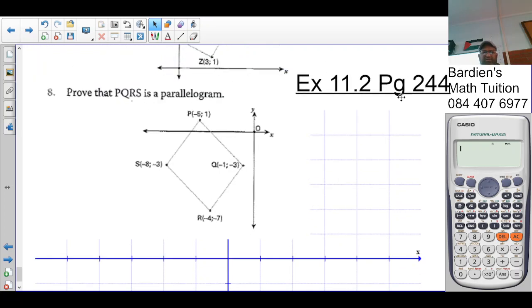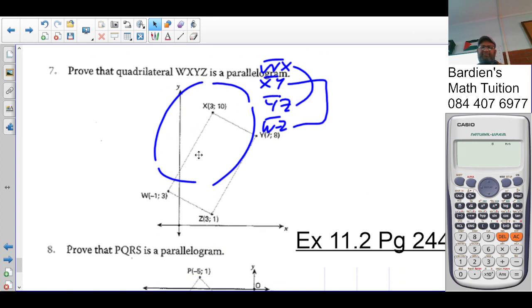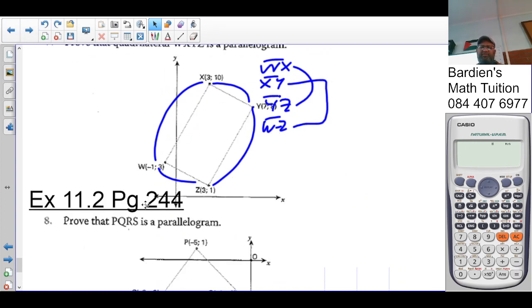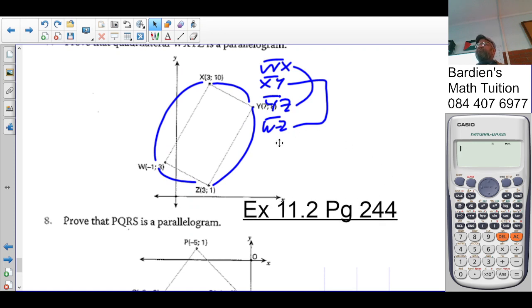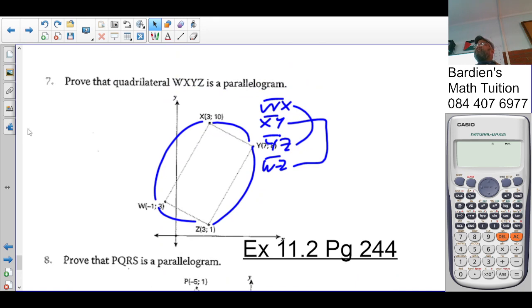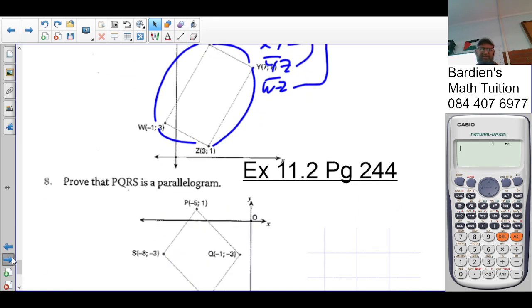And then the last question here is prove that PQRS is a parallelogram. Exactly the same as we did before. Okay? So this looks like a rectangle, but to prove it a rectangle you have to prove more than what we just did now. But we'll get there when the question asks that. So to prove this is a parallelogram, it's exactly the same as we did.